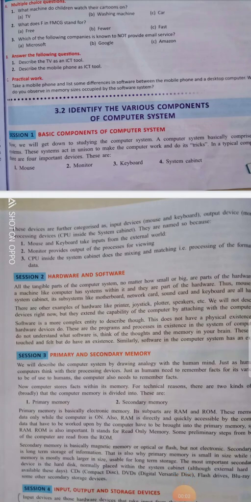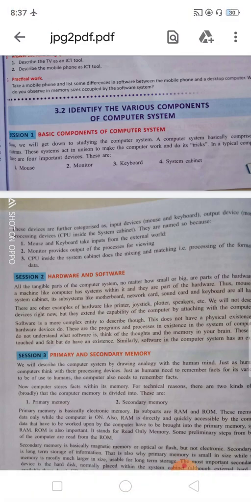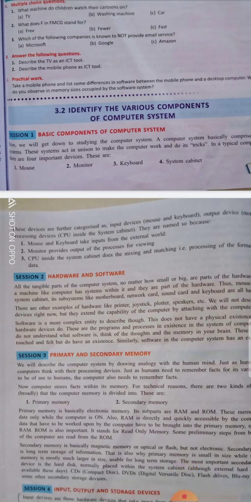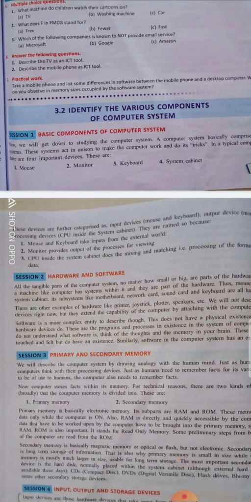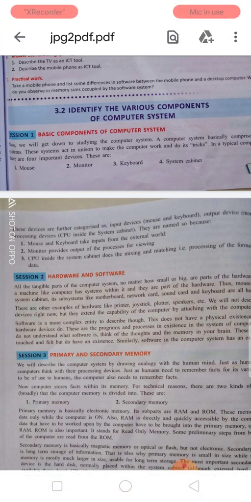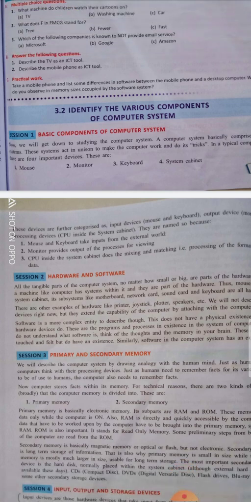Good morning, students. In the last class, you learned about what is meant by ICT, the role and importance of ICT, and ICT in our daily life. Today, we are going to learn the topic basic components of a computer system. This was already learned in our junior class. Now, I'm going to recall these topics.